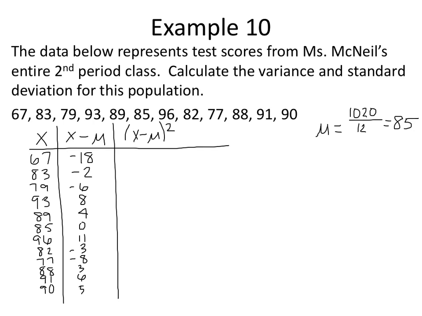Okay, next we're going to square each of our values in the second column. Since we are squaring our numbers, any negatives we have, once we square them, should come out to be a positive number. So all of our values in the third column should be positive. So negative 18 squared gives us 324, a positive number. Negative 2 squared gives us 4.